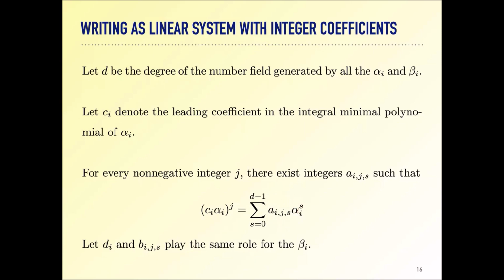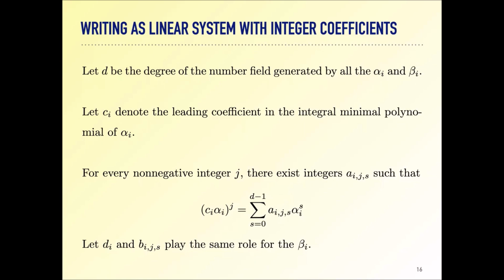Okay, and furthermore, you can bound these coefficients a_{i,j}, and that's kind of why it's useful to put it in this form. You'll get an explicit bound on them, and I'll just state that later. This is an easy induction that anyone can sit down and do, and I'm going to use d_i and b_{i,j} as the notation for the same thing for beta i.